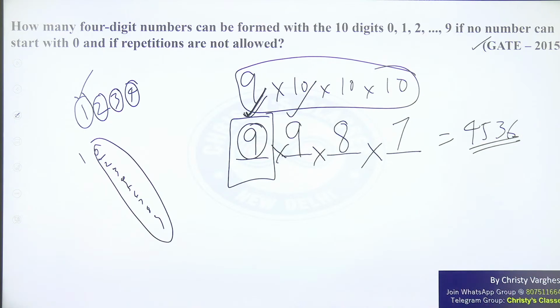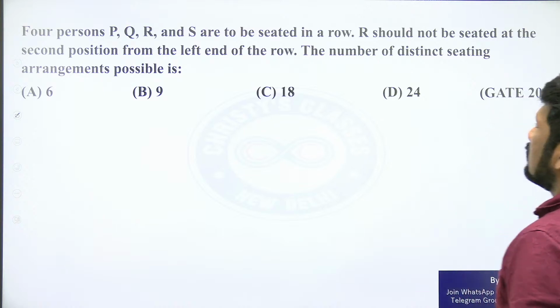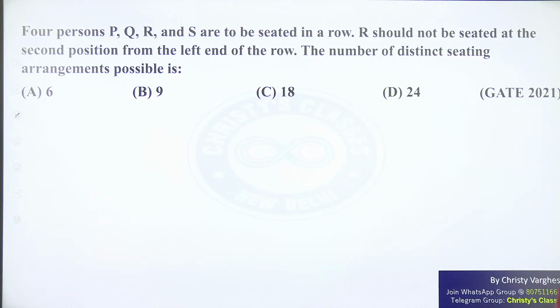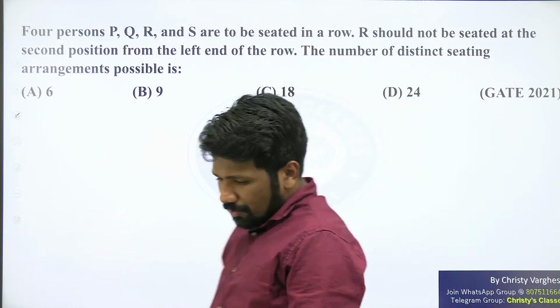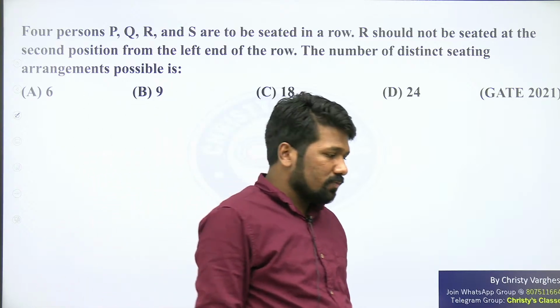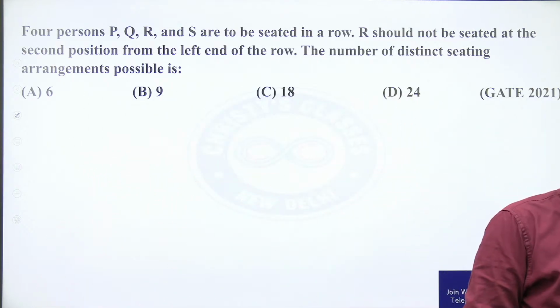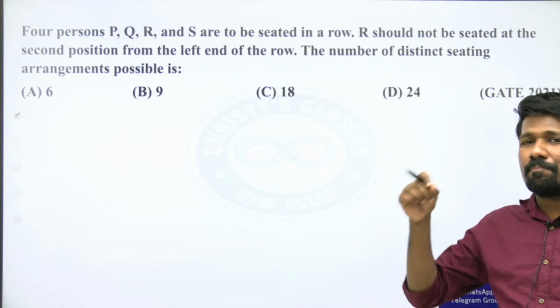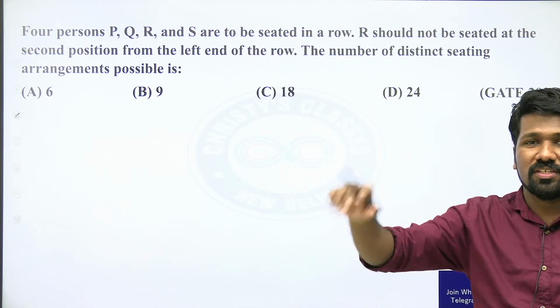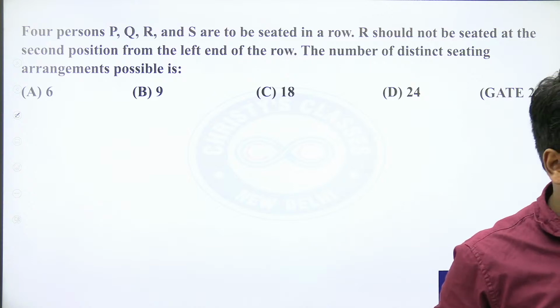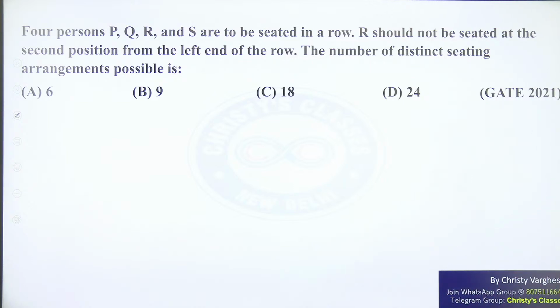This question is clear to all of you, I guess. Then try this question, GATE 2021 problem. In 2021, most of the questions were like this, where numbers are not to be fixed. People need to be fixed in positions. That is a seating arrangement type permutation combination or arrangement problem.